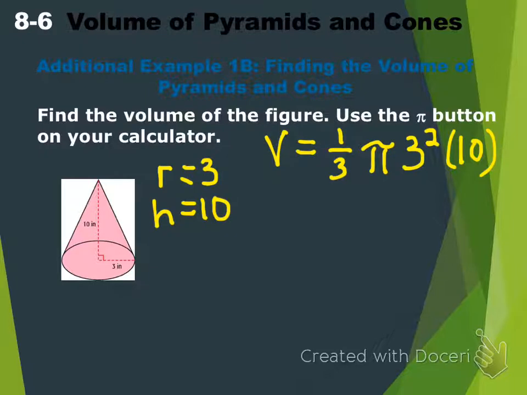So all you got to do is punch those buttons into your calculator. You can either use the fraction button for the 1/3, or you can multiply everything and divide by 3. But when you do that, you will find that the volume is 94.2 inches cubed. Again, volume is always cubed on the unit.